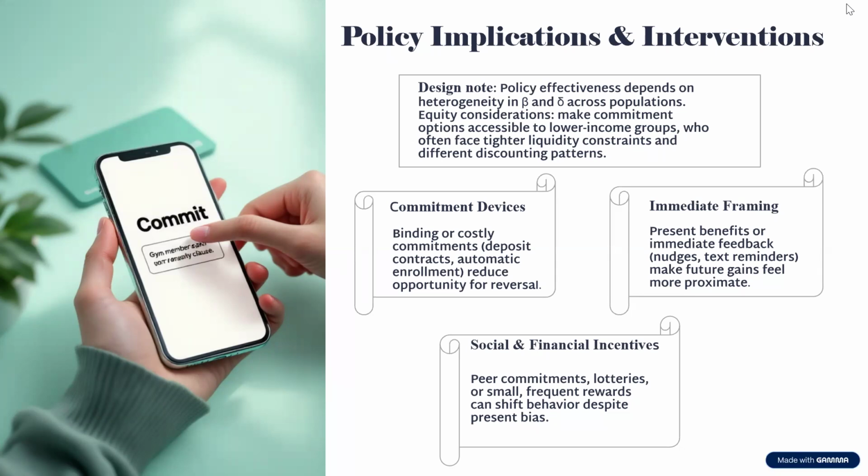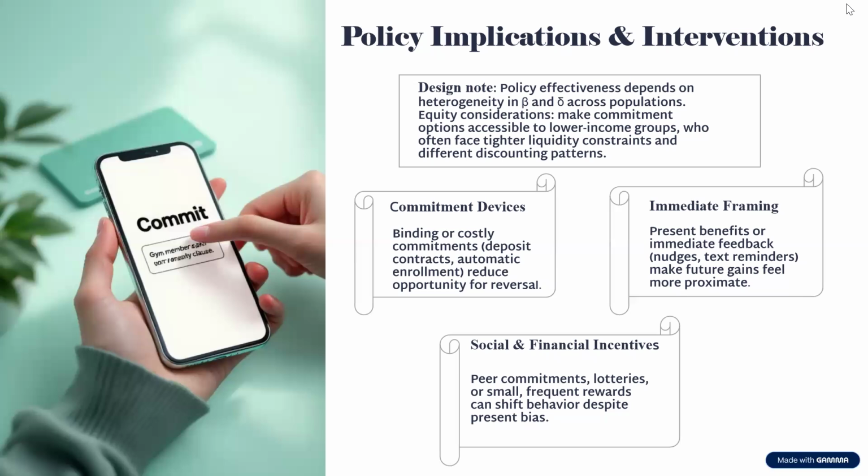Now we'll move towards the policy implications. Number one is commitment devices. Binding or costly commitments, deposit contracts, and automatic enrollment reduce the opportunity for reversal. Secondly, immediate framing. Present benefits or immediate feedback, like nudges and text reminders, make future gains feel more proximate. And lastly, social and financial incentives. Peer commitments, lotteries, or small frequent rewards can shift behavior despite present bias.